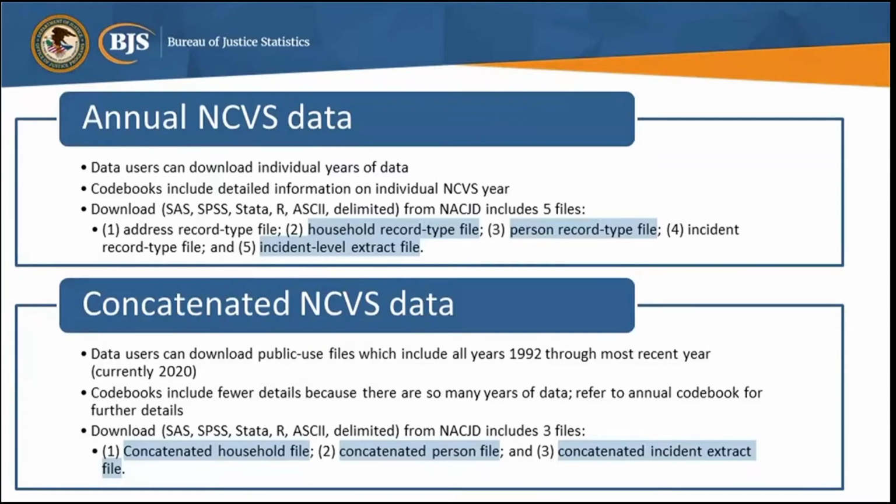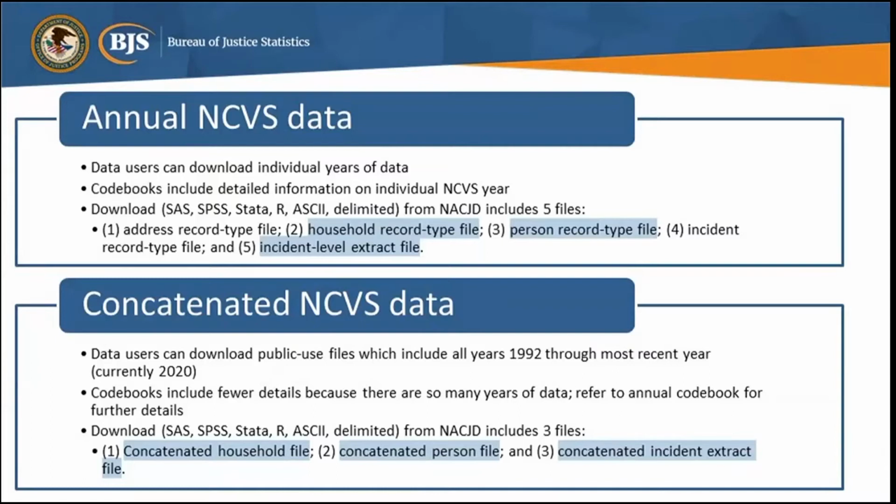And finally, the incident level extract file, which is not the same as the incident record type file, is a file created by appending household and person variables to incident records. This allows analysts to examine demographic characteristics and household characteristics of persons that reported a crime incident. Files 2, 3, and 5 are the most commonly used for NCVS analysis.